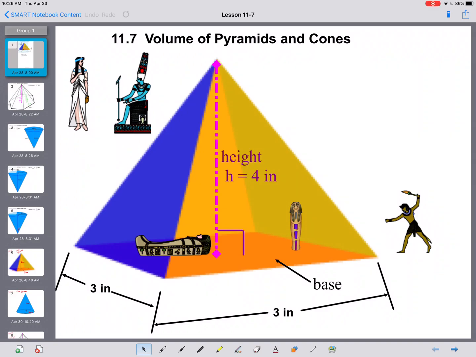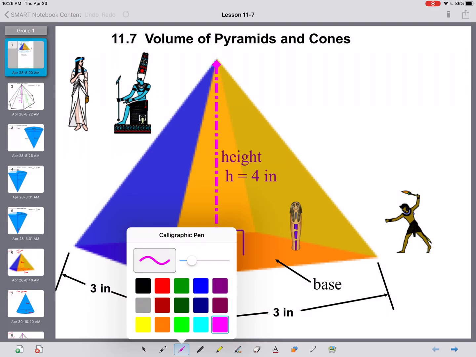This is Geometry Lesson 11.7. We're looking today at volumes of pyramids and cones, okay? Here we have our pyramid right here. We got a couple people laying around the pyramid here, looking kind of mummified.